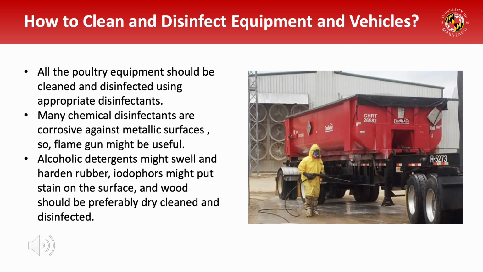How to clean and disinfect equipment and vehicles. All the poultry equipment should be cleaned and disinfected using appropriate disinfectants. Many chemical disinfectants are corrosive against metallic surfaces, so a flame gun might be useful. Alcoholic detergents might swell and harden rubber. Iodophores might stain the surface, and wood should preferably be dry cleaned and disinfected.